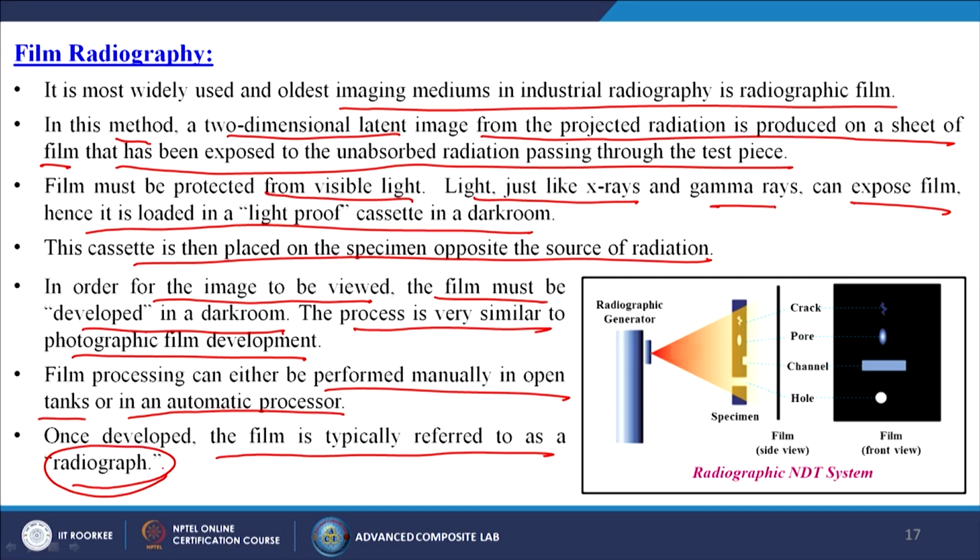So, now you can see the radiographic generator, we have the specimen, and then here you can see the image on the film itself. You can see the crack, you can see the pore, you can see the channel, you can see the hole. So, all kinds of images will come onto the film itself.